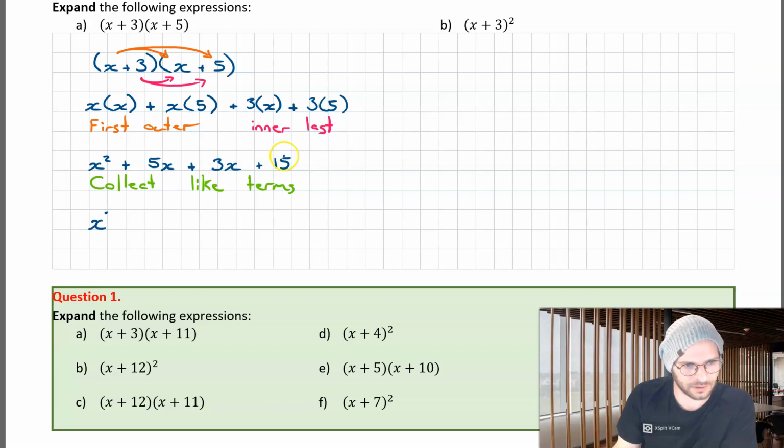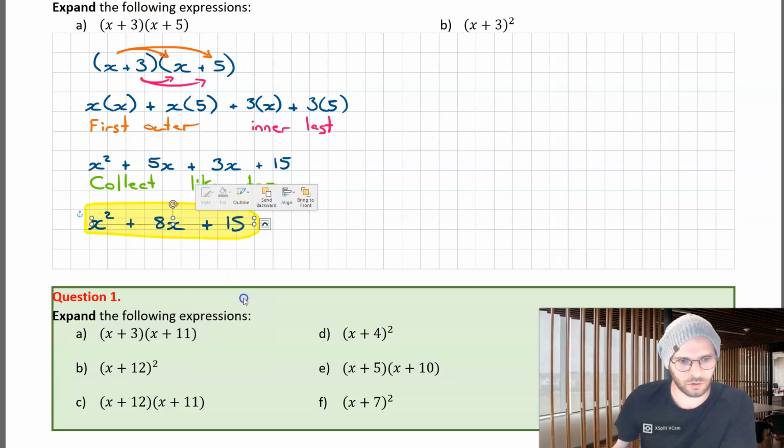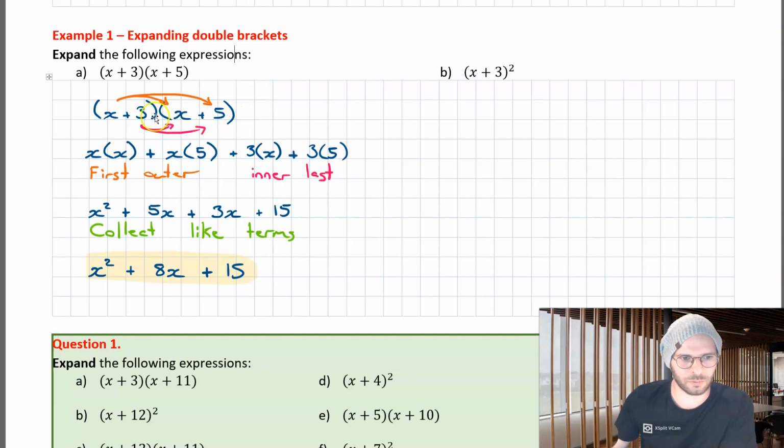So we go x squared. Next we add the coefficients of 5x and 3x, so that's 5 plus 3, which is 8x, plus 15. Thus arriving at our final result, or our most expanded form of x plus 3 times x plus 5. So this was achieved by using the FOIL method, first outer, then inner last, then collecting the like terms, and thus arriving at the final result. Alright, let's have another go.